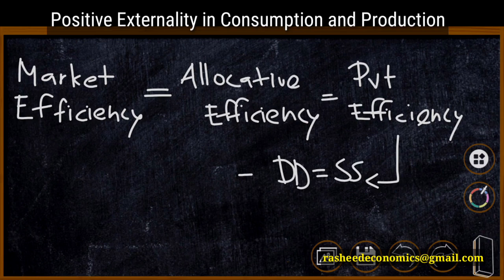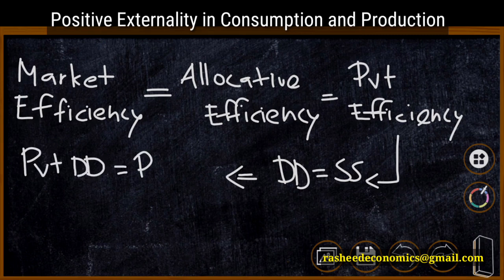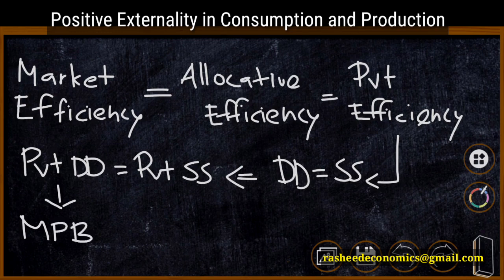This equality between demand and supply means that private demand is equal to private supply. In actual sense, when we say demand is equal to supply, we mean private demand is equal to private supply, or we can say that marginal private benefit is equal to marginal private cost. MPB, marginal private benefit, is equal to marginal private cost.